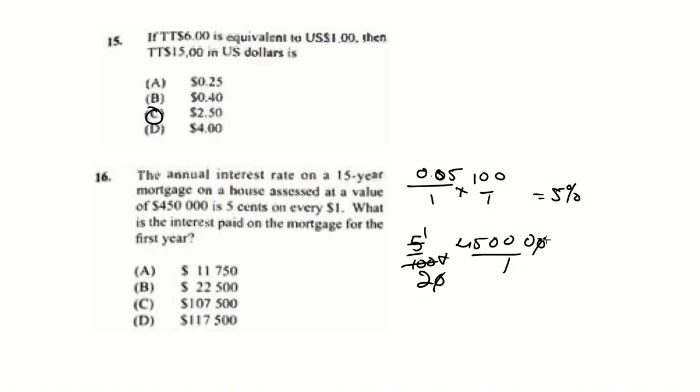20, cross that out, 2 into 2, 1, 2 into 45 is 22, remainder 1,500. So it is going to be 22,500. Wow, okay. That is the interest for the first year.